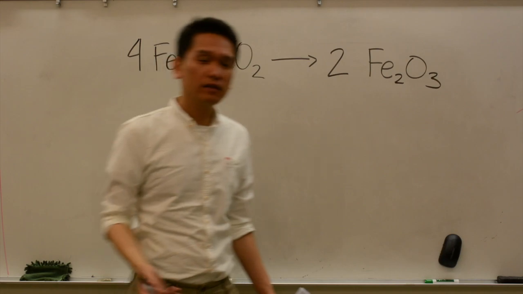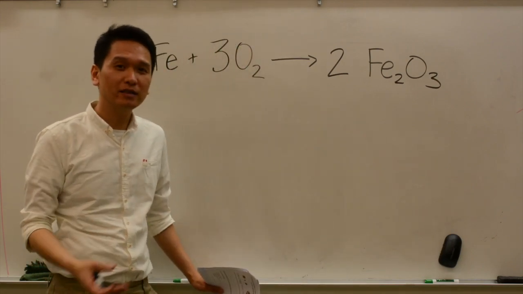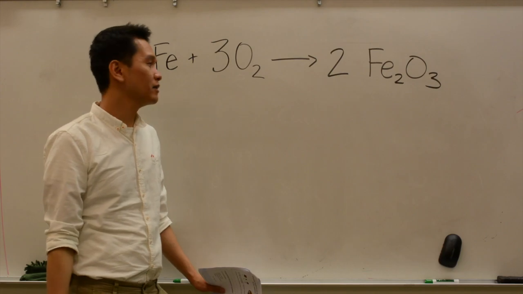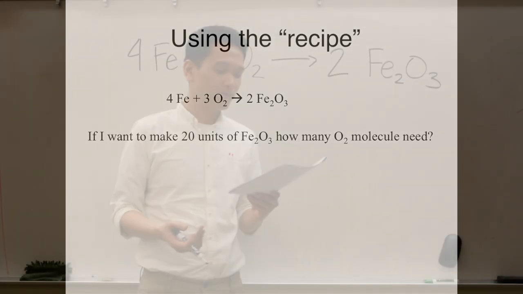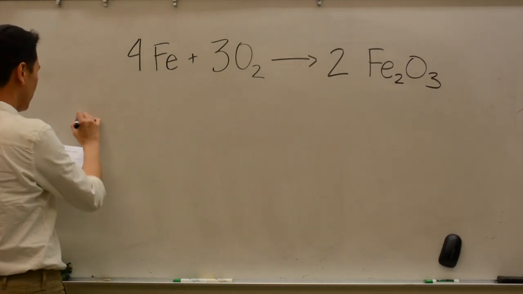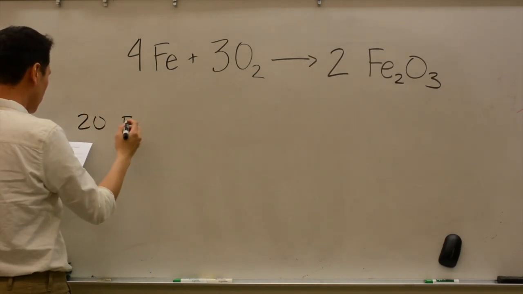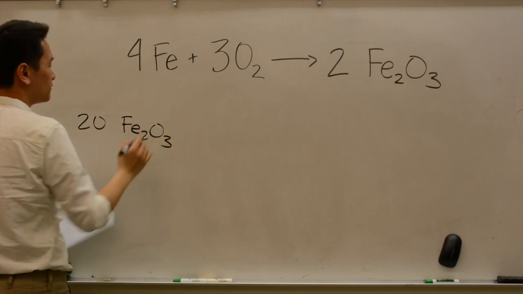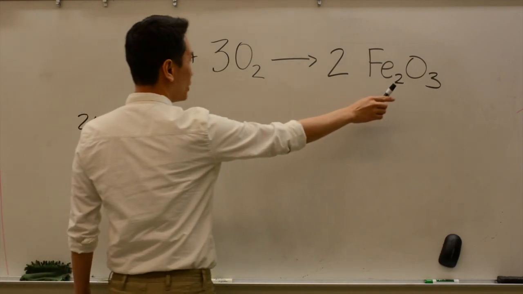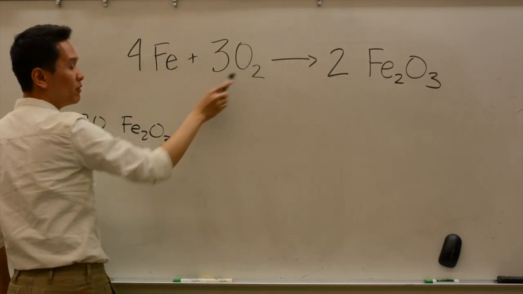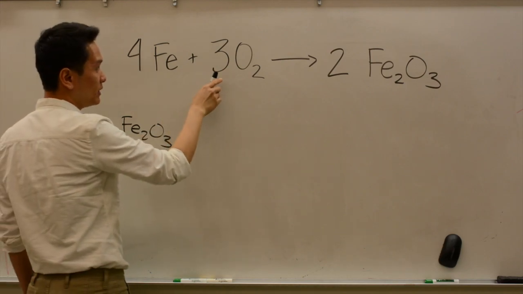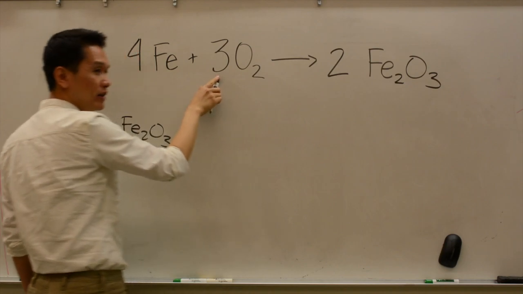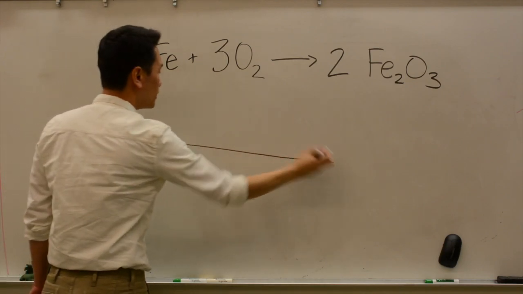Now that we understand the concept of the balanced chemical equation as a recipe, you can answer questions like this. If I want to make 20 units of iron oxide, how many molecular oxygen molecules would be needed? The question states that if I wanted to make 20 things of iron oxide, how many of the molecular oxygens do I need? This recipe says that for every 2 that is made, you need 3 of the oxygens. So that's the equality.